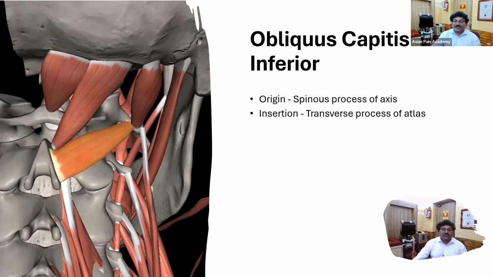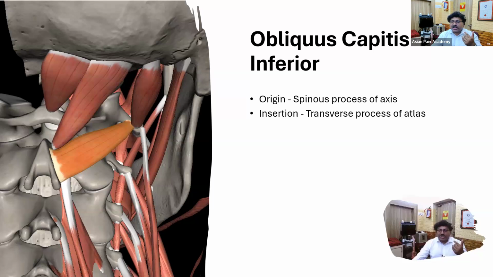So what does the greater occipital nerve do in relation to the obliquus capitis inferior? Remember, obliquus capitis inferior is a small muscle which takes origin from the spinous process of C2 and attaches to the transverse process of C1. So it's a very small muscle, just C2 to C1. But for pain physicians, that's a muscle of advantage because the greater occipital nerve just winds round below this muscle and moves up.